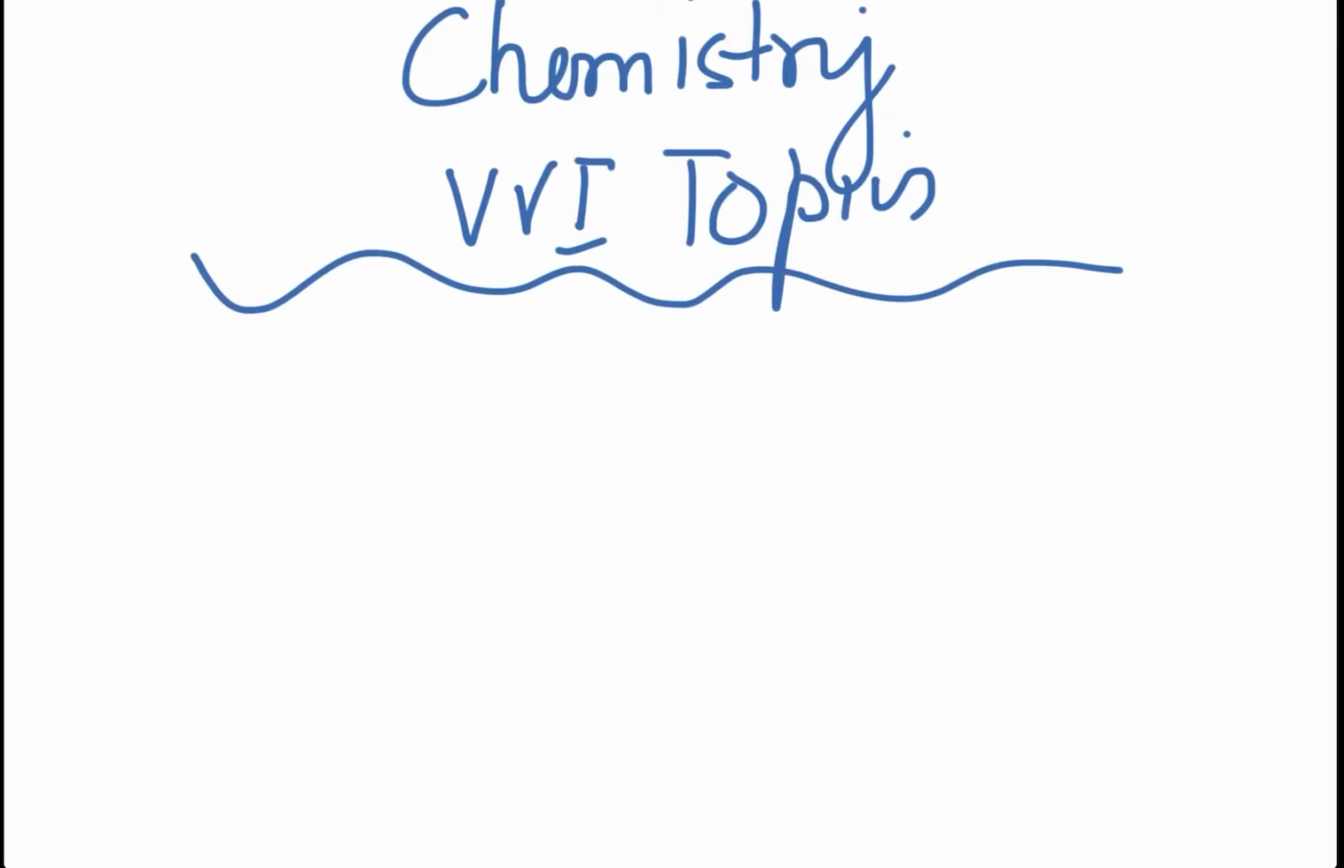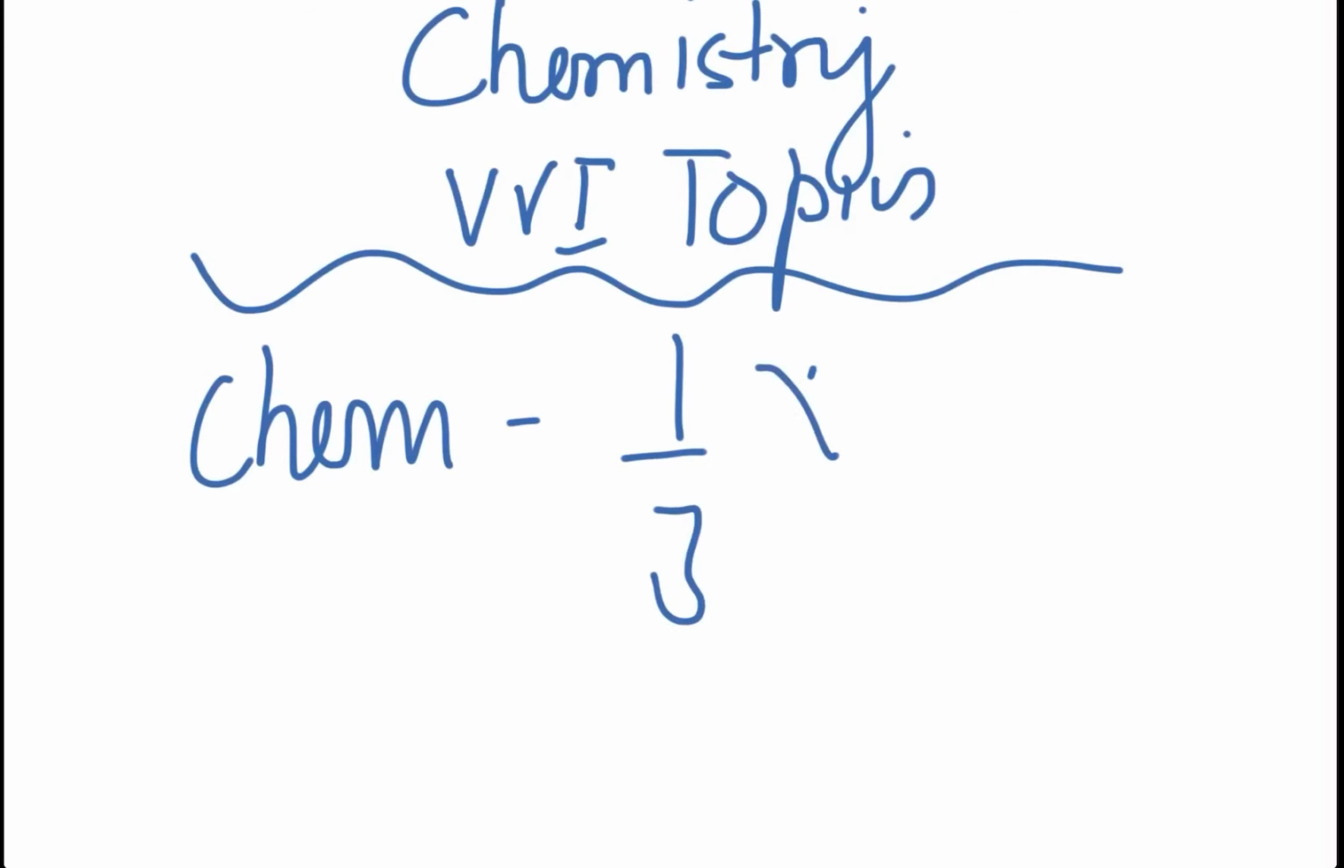First, chemistry occupies 1/3 of your 80 marks in the science paper of class 10. Okay, 1/3 of the 80 marks of science paper of class 10 is occupied by chemistry, which is approximately 25 marks. 22 to 25 marks we get generally from chemistry.